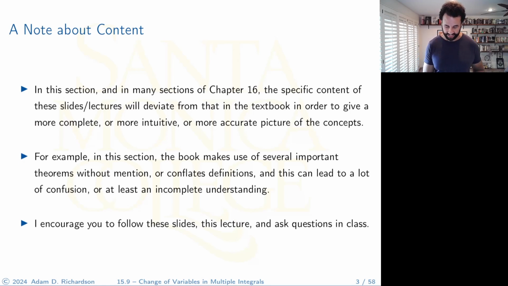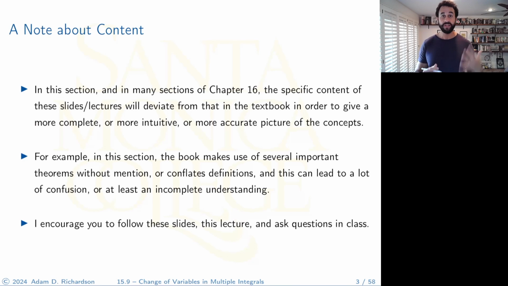So for example, in this section, the book makes use of several important theorems without mention because they probably don't want to go into it. But they use these theorems without mentioning them, and they really should be at least mentioned because they're necessary to produce the results that we're talking about. It might even conflate some definitions at times. This is just a convention issue. No offense to Stewart, Watson, and Clegg, but it can lead to confusion when certain definitions are conflated as the same thing, and it can lead you to an incomplete understanding of what's going on.